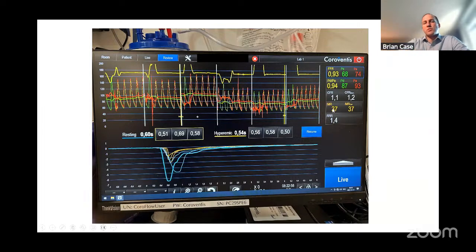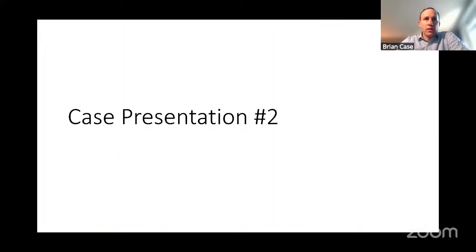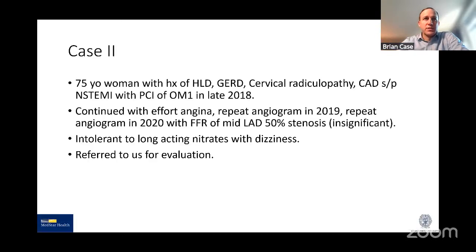So she was diagnosed with coronary microvascular dysfunction. She was started on a beta blocker and has done well ever since. And she was extremely grateful for us to make the formal diagnosis for her. One other case, and then I'll have some time for questions. This is a 75-year-old woman, hyperlipidemia, GERD, actually had an NSTEMI in the past with a PCI to OM in 2018, ongoing symptoms of angina, had a repeat left heart cath in 2019, which showed patent stent, no other disease.